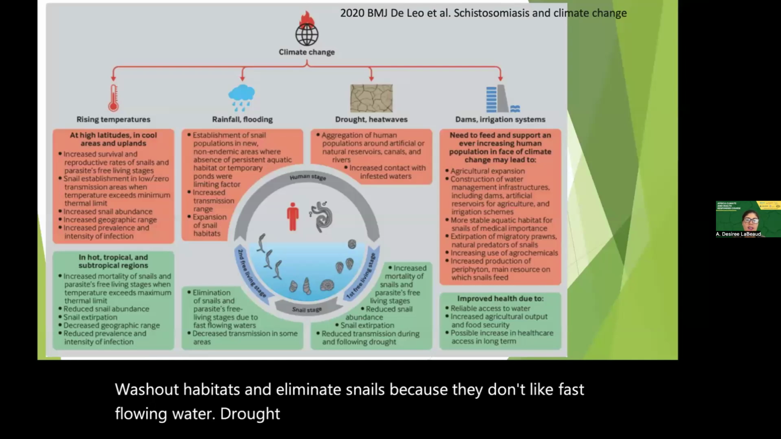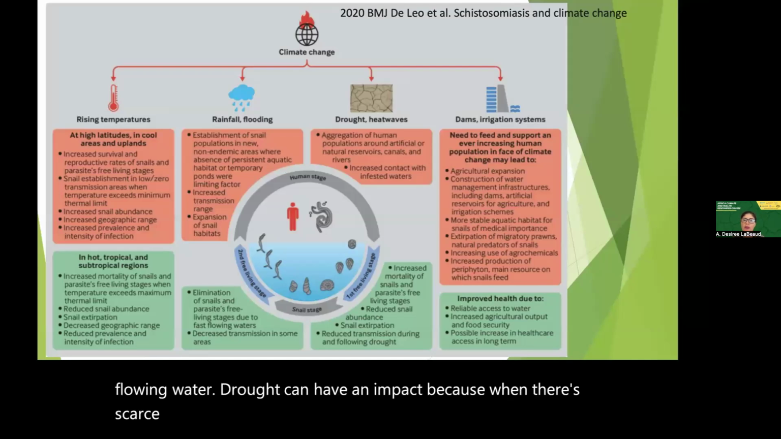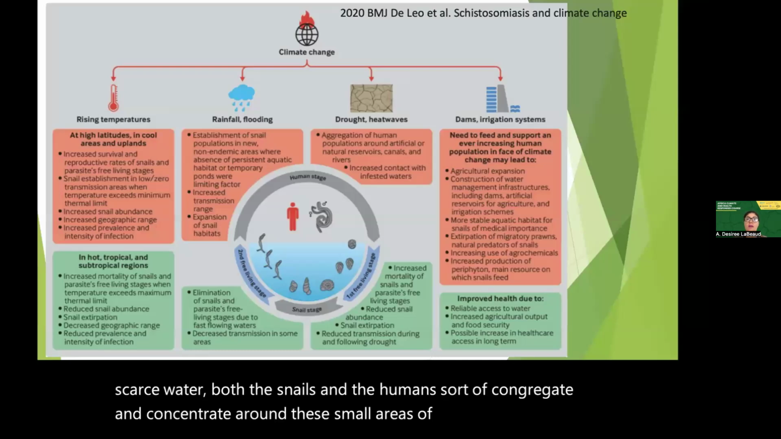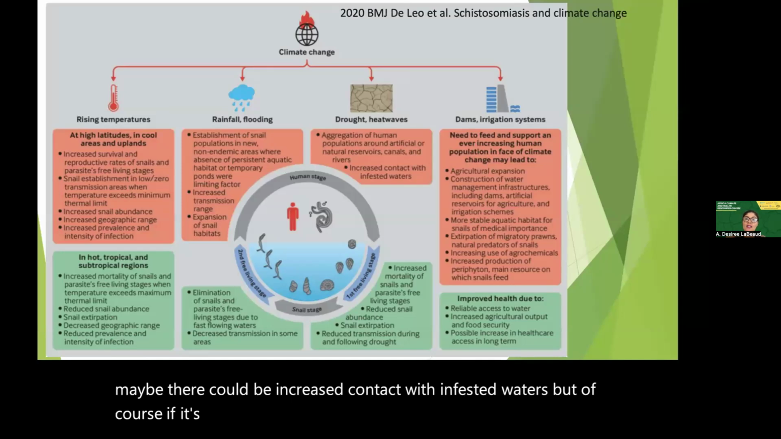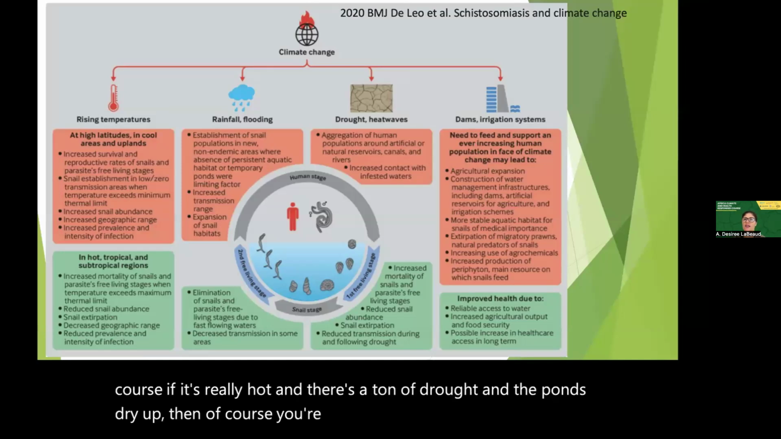Drought can have an impact because when there's scarce water, both the snails and the humans sort of congregate and concentrate around these small areas of water, right? And so maybe there could be increased contact with infested waters. But of course, if it's really hot and there's a ton of drought and the ponds dry up, then of course you're going to have increased mortality of snails.